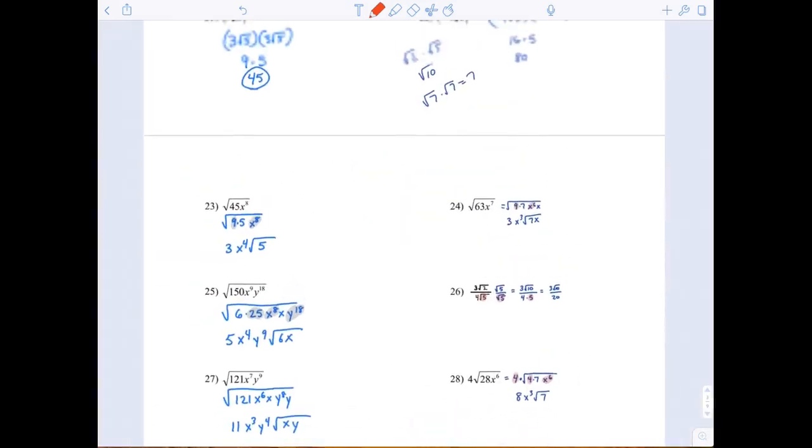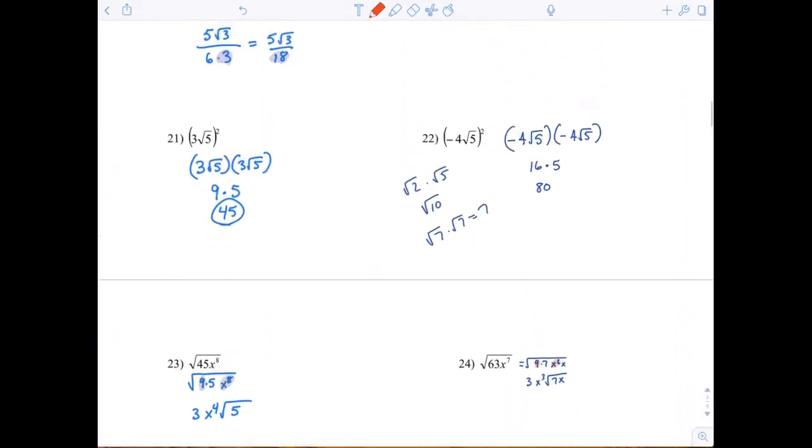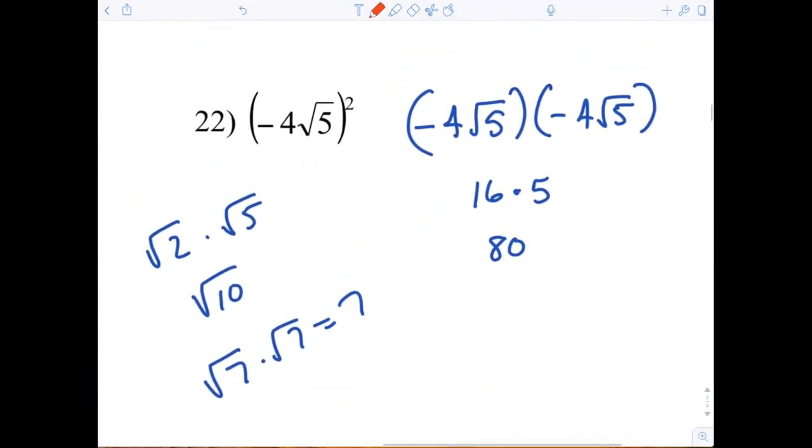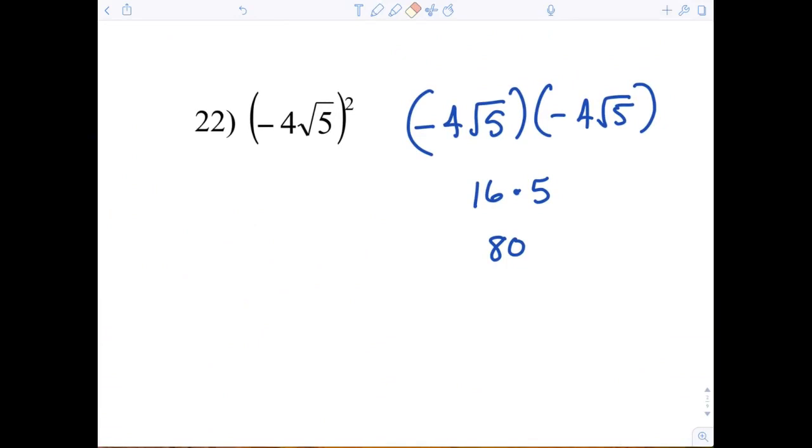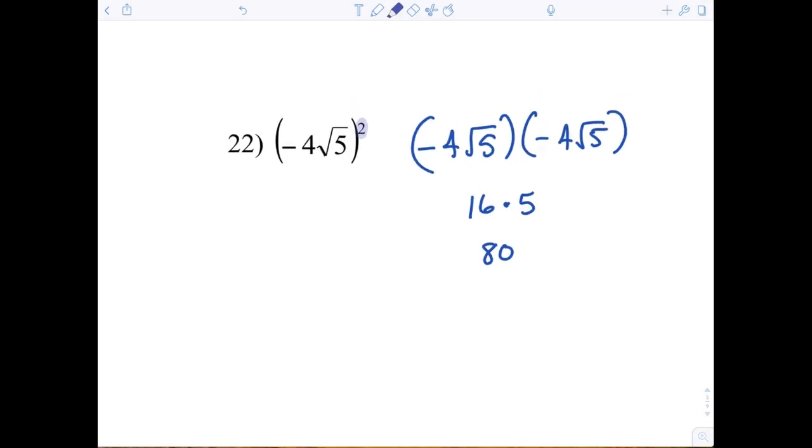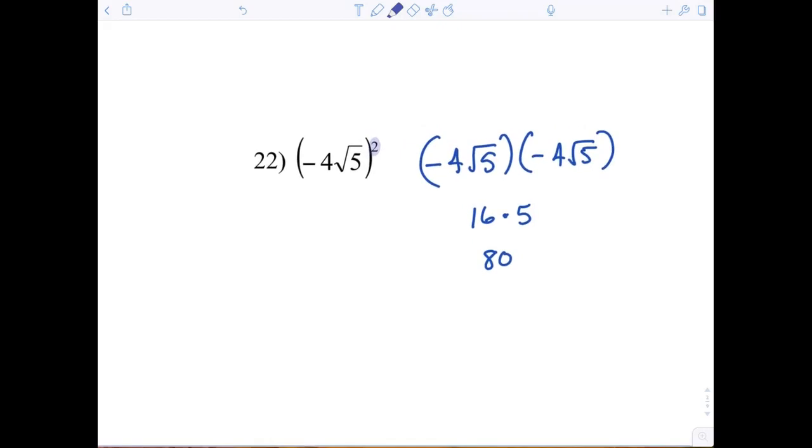Let's look at 22 for a quick second. You see what I did? When you're squaring it, you're multiplying exactly the same, right? So you good with this now? All right, guys, come on. That's pretty good. Anybody have any questions?